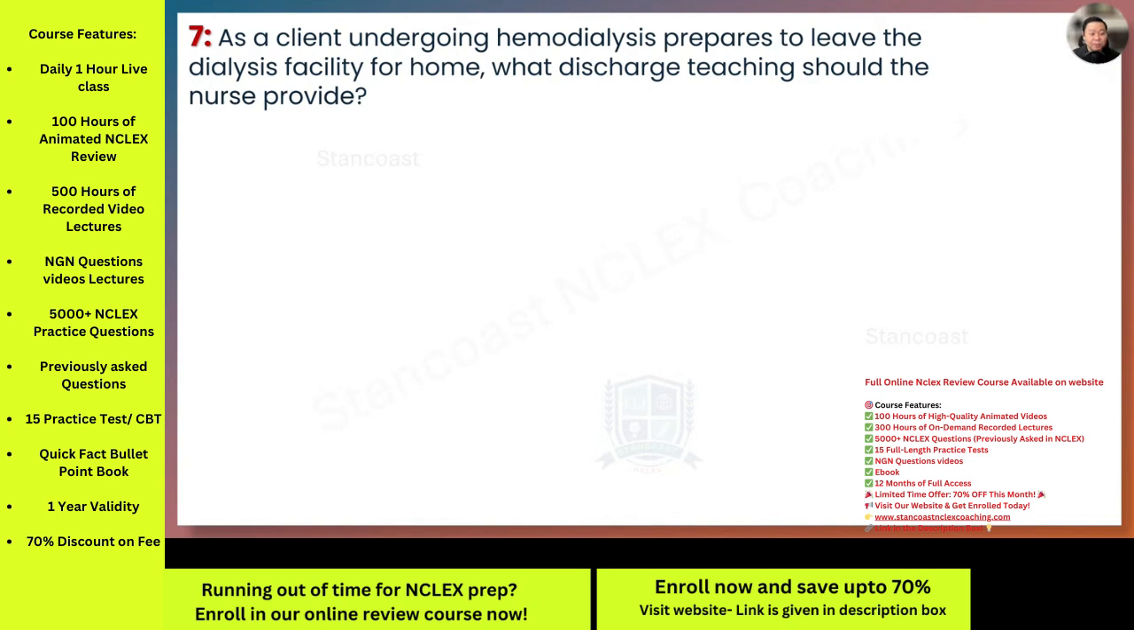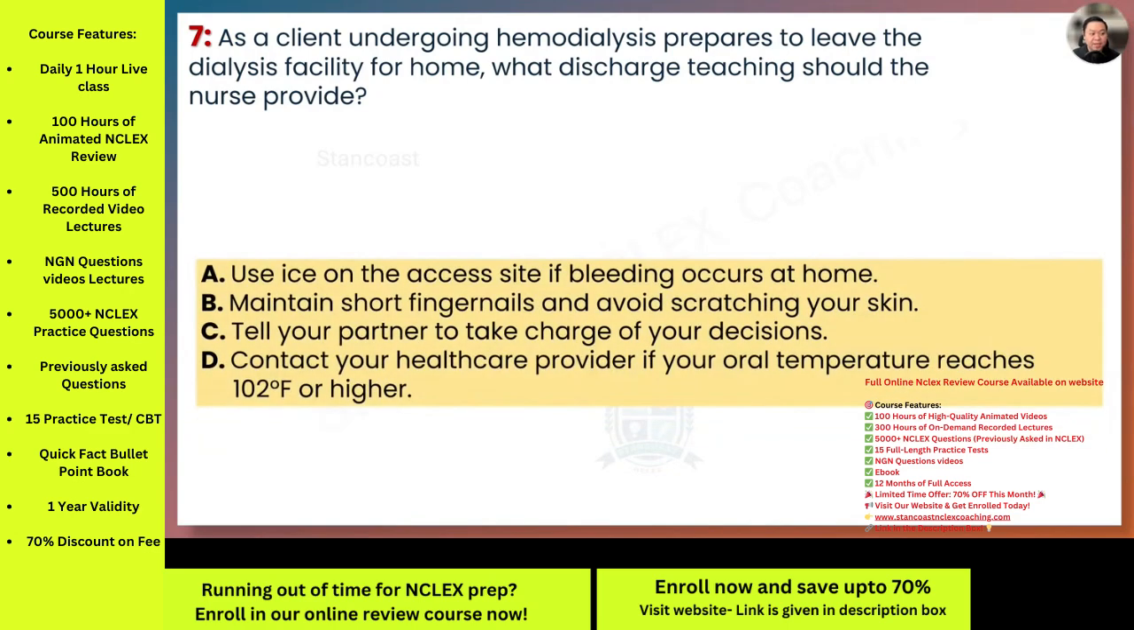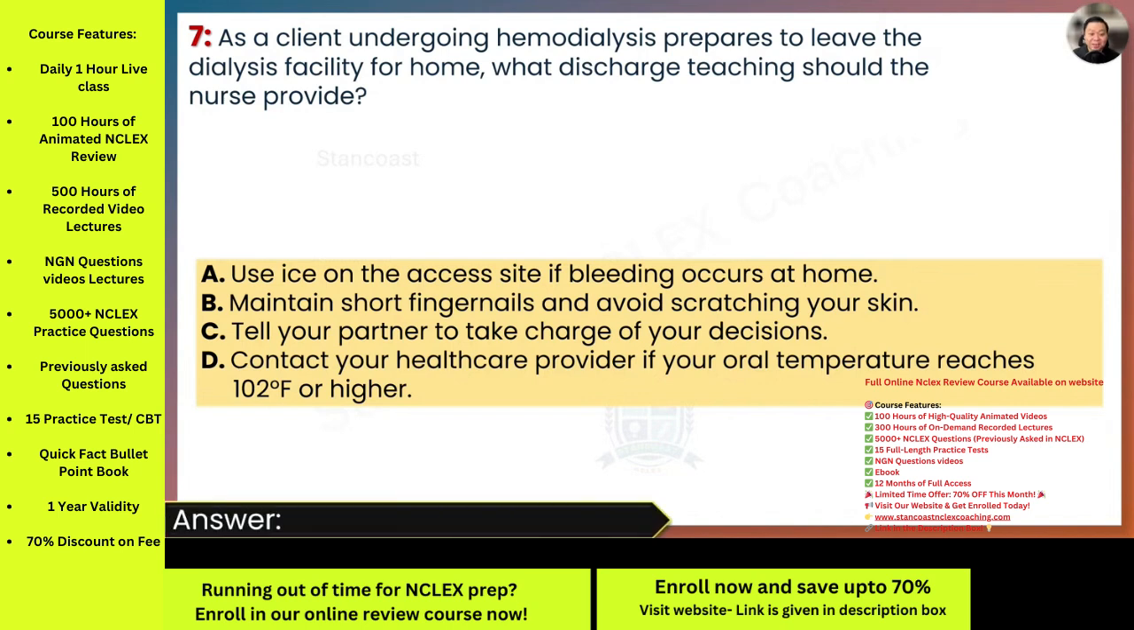7. As a client undergoing hemodialysis prepares to leave the dialysis facility for home, what discharge teaching should the nurse provide? Options: A, use ice on the access site if bleeding occurs at home. B, maintain short fingernails and avoid scratching your skin. C, tell your partner to take charge of your decisions. D, contact your healthcare provider if your oral temperature reaches 102 degrees Fahrenheit or higher. The answer here is letter B.